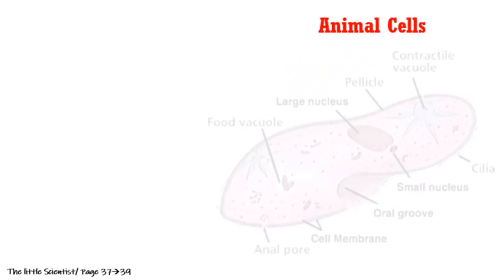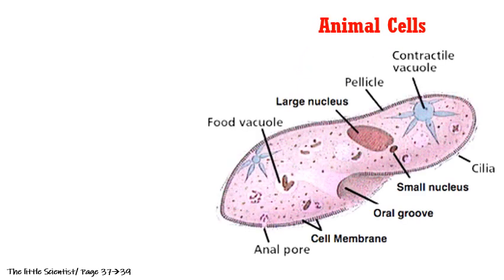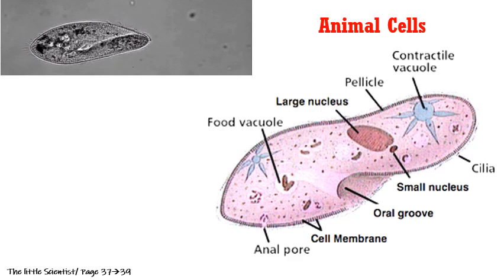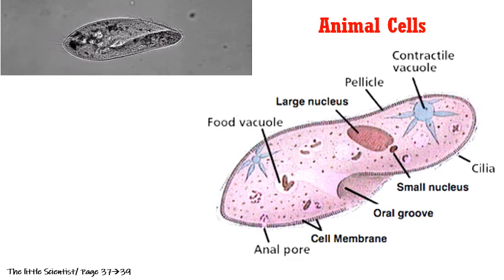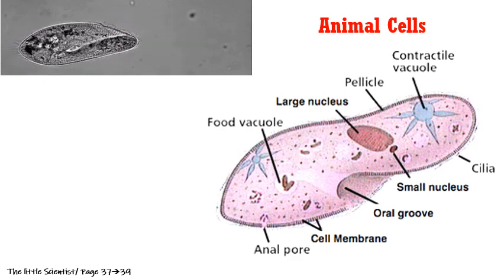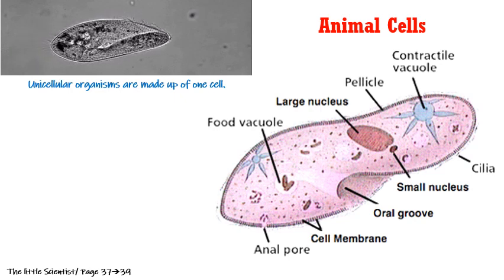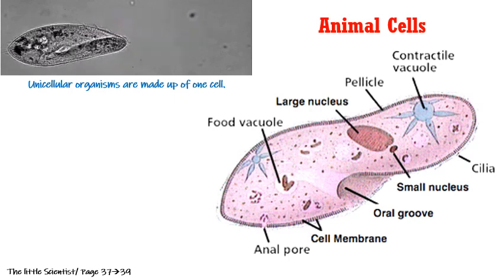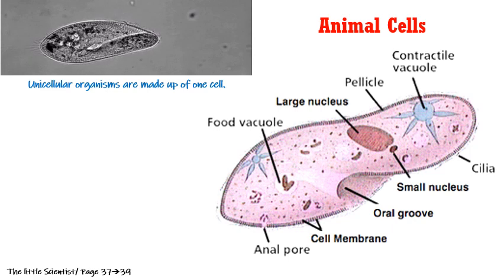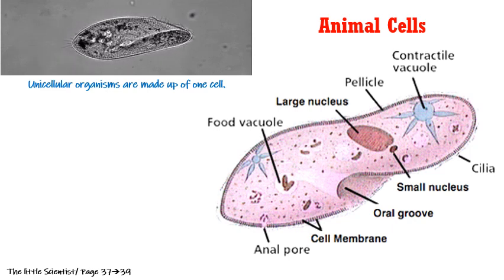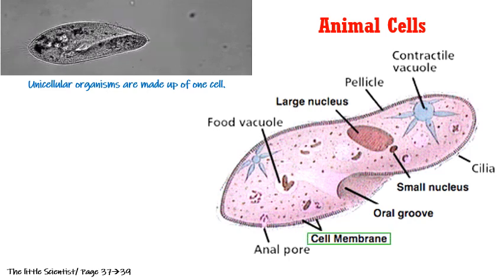So plants are made up of plant cells and animals are made up of animal cells. Look at this animal cell here. This is a cell of paramecium, and paramecium is a living organism that is made up of one cell only. So the paramecium is a unicellular organism since it's made up of one cell only, and its type is an animal cell. The paramecium cell has a cell membrane.